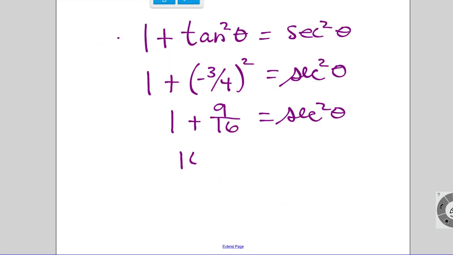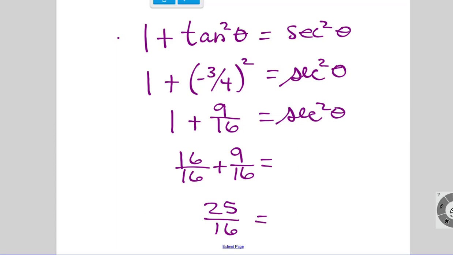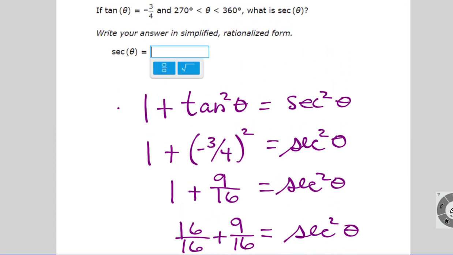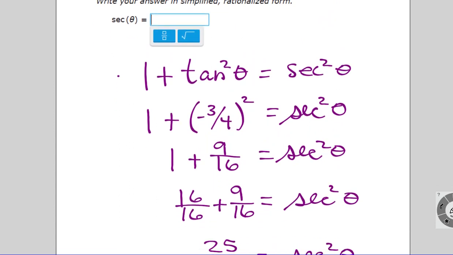Okay, and we can rewrite 1 as 16 over 16 plus 9 over 16. That gives me 25 over 16. So we get secant squared theta is equal to 25 over 16. This is the one that we're working on.